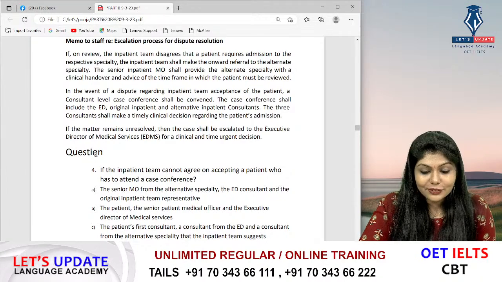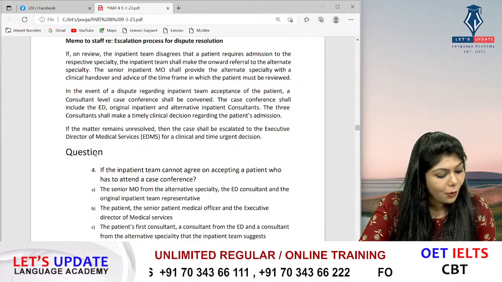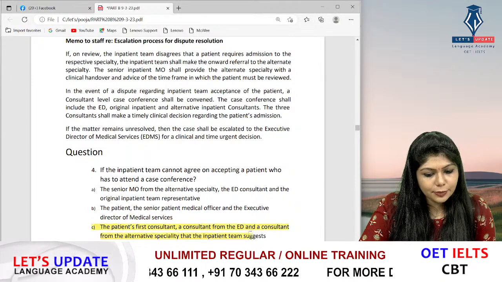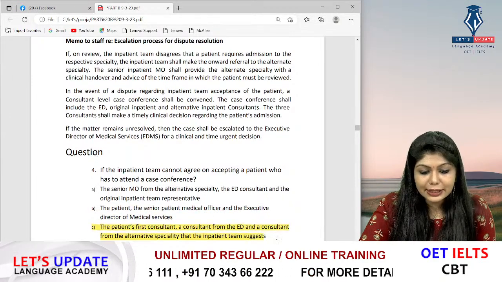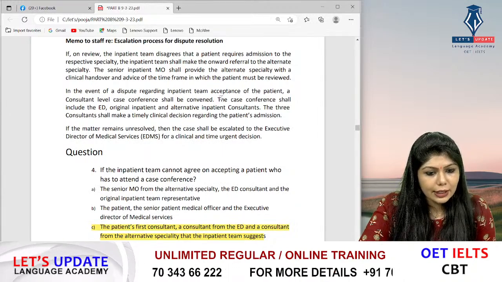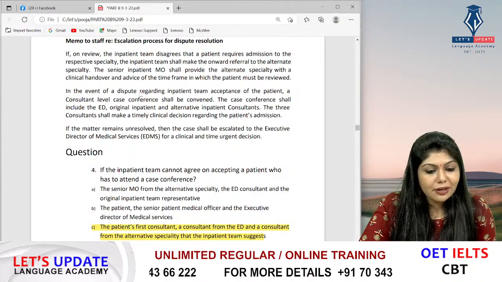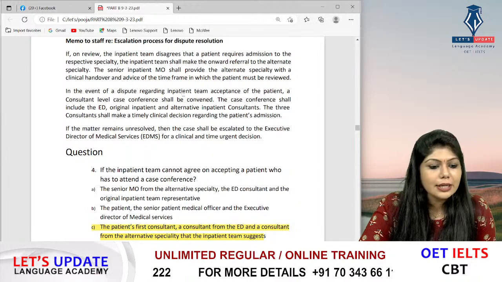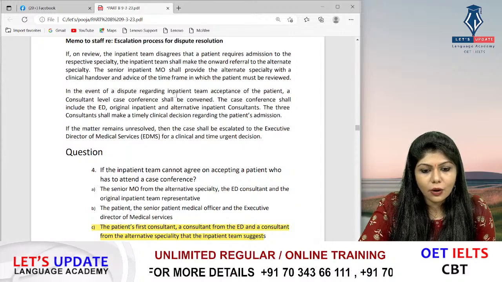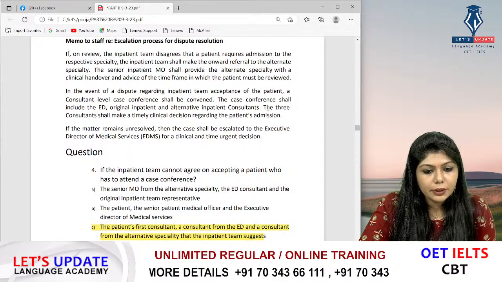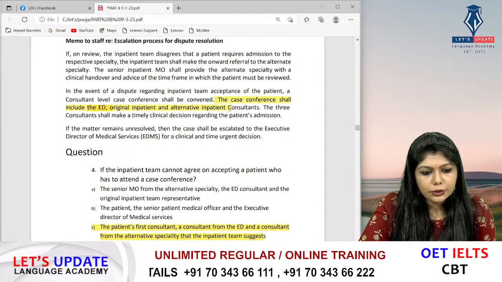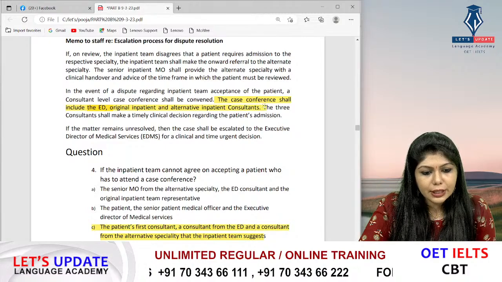Okay, so the correct answer for this is option C. That is the patient's first consultant, a consultant from the ED, and a consultant from the alternative specialty that the inpatient team suggests. So where is this information mentioned? In the event of a dispute, look at the second paragraph regarding inpatient team acceptance of a patient, a consultant level case conference shall be convened. The case conference shall include the ED, the original inpatient, and the alternative inpatient consultant.